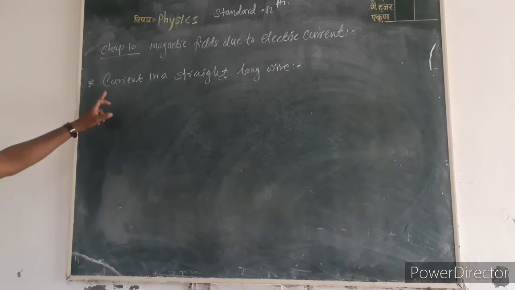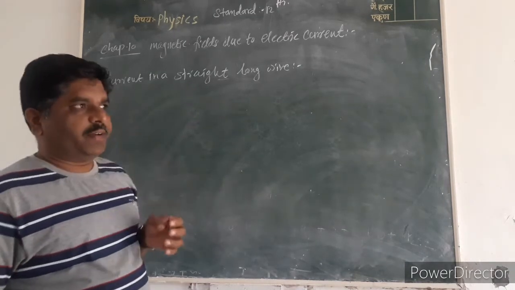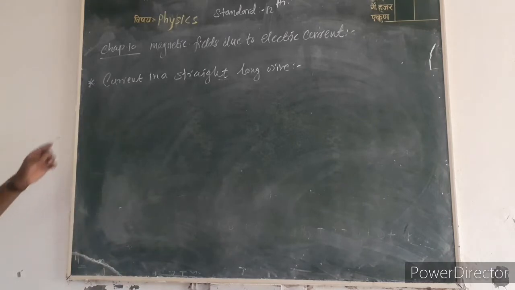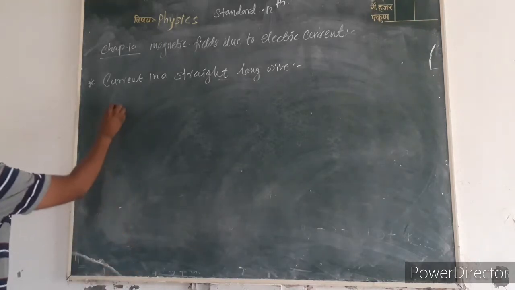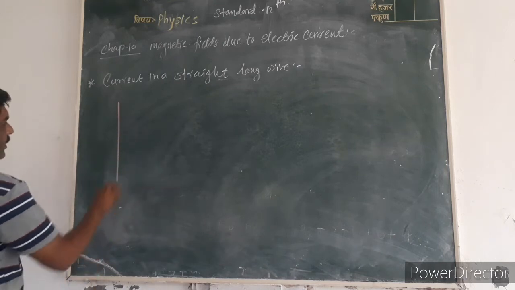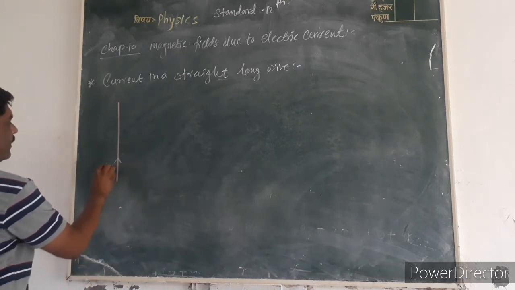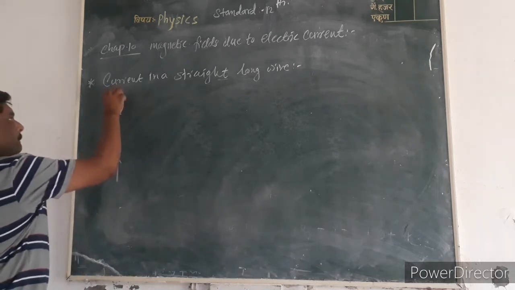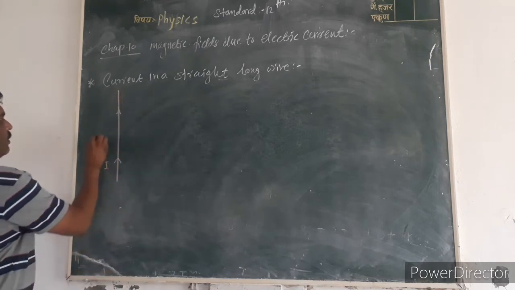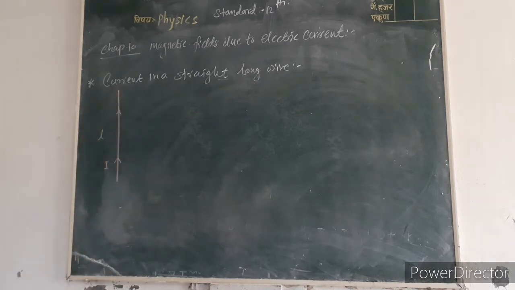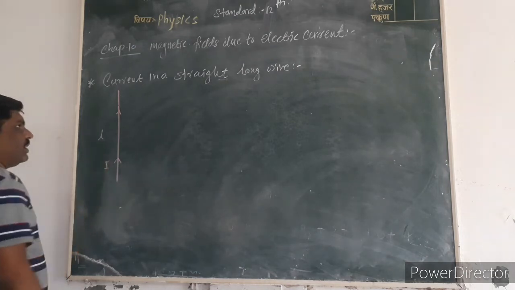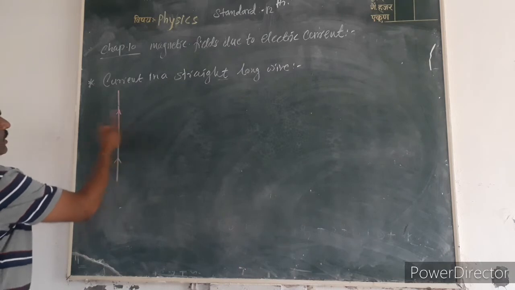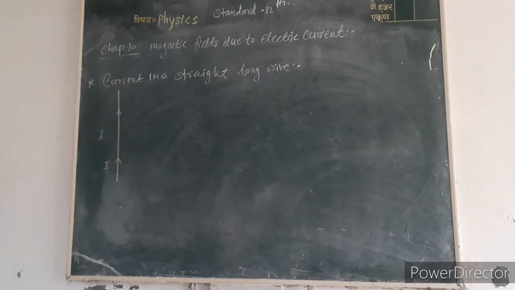Next topic, current in a straight long wire, chapter number 10. If we consider a long straight wire, suppose this is a long straight wire carrying current I, of length suppose L. And due to that current, the magnetic field is produced around this wire.